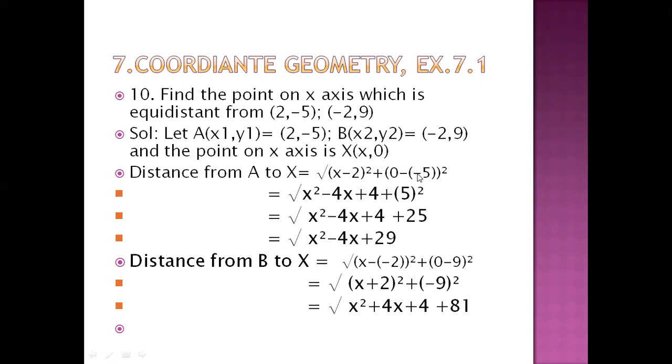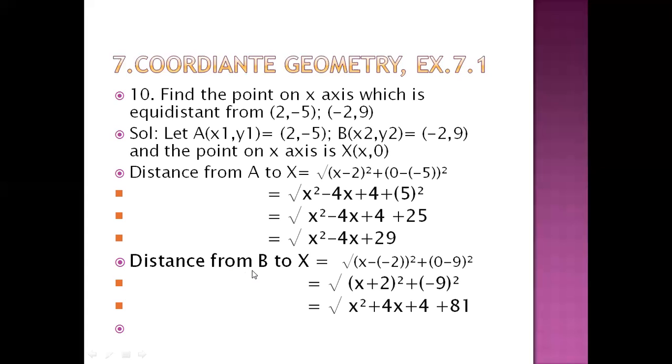And 0 minus of minus 5 is what? Plus 5. 0 plus 5 is 5, so 5 square. Now write x square minus 4x plus 4, and 5 square value is 25. Now add 4 and 25, which is 29. So the expression is x square minus 4x plus 29.